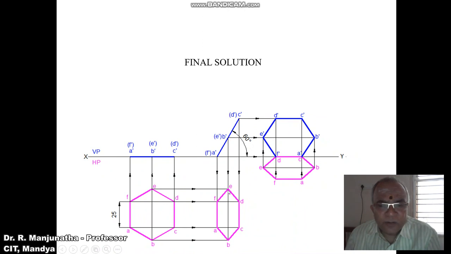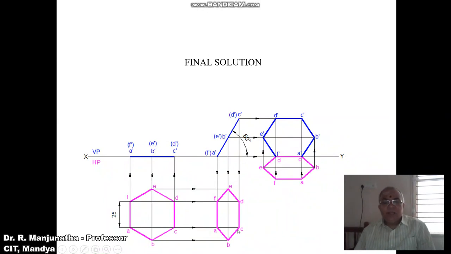Both these 2 points will intersect at this point E and at this point B. Similarly, draw a vertical projector from C dash and D dash, and draw a horizontal projector from C and D. Both these 2 points will intersect at these 2 points, and you mark this point as C, and you mark this point as D.